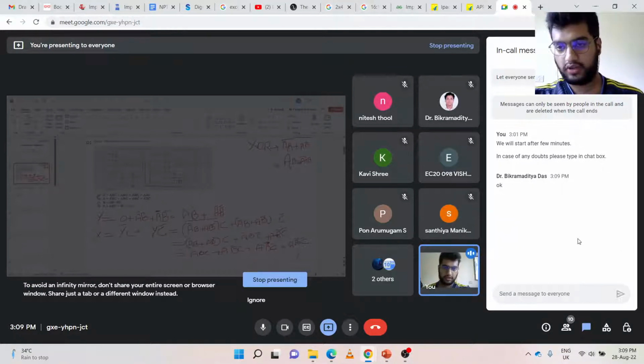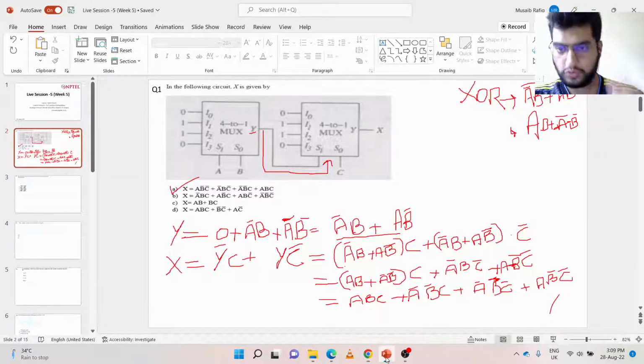So I guess there are not any doubts regarding this problem. We can move forward to the next problem, which is question number 2.